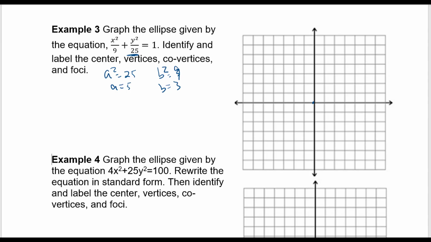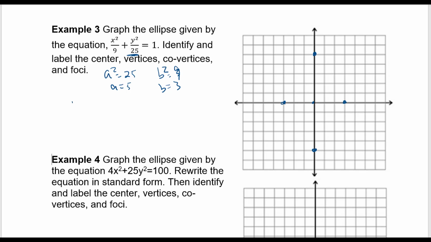So we're going to be going up 5, 1, 2. So this is centered at the origin. 1, 2, 3, 4, 5. Down 5, 1, 2, 3, 4, 5. And then to the right 3, 1, 2, 3. To the left 3, 1, 2, 3.